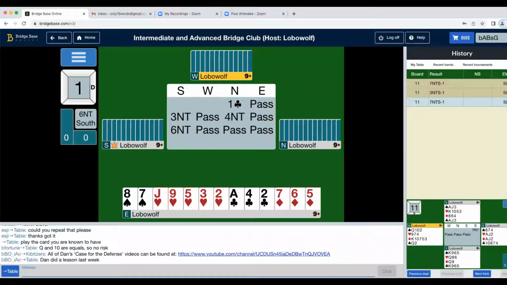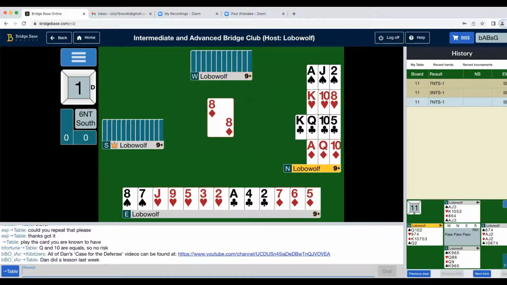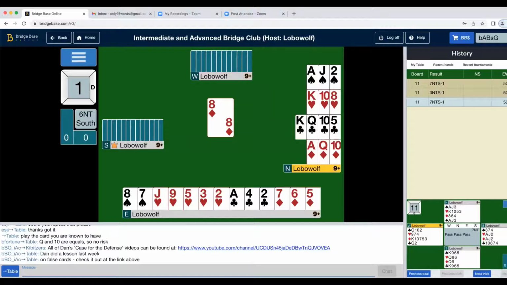So 3 no trump here by South. The point range on that is 13 to 15. Partner leads the ace of diamonds. The dummy comes down. And here's my question.